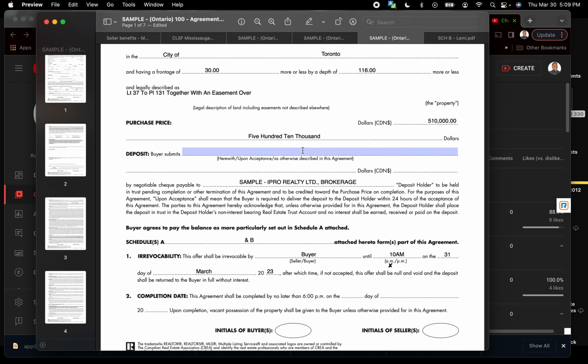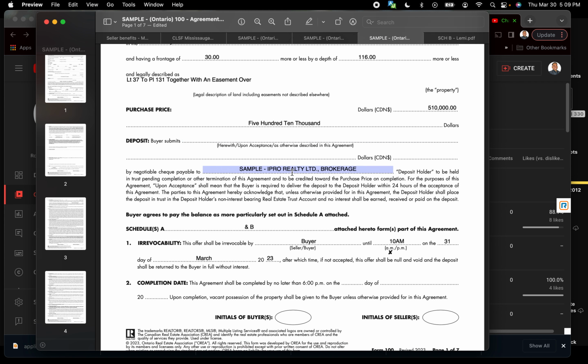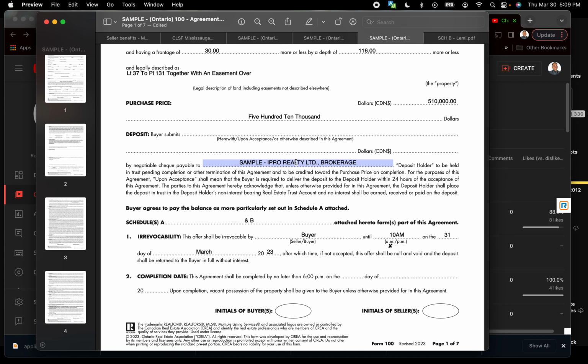The deposit is the amount we are going to be giving to the brokerage representing the seller, if this offer does get accepted. The deposit is 100% negotiable. However, there are recommended amounts depending on the property amount, and we can talk about that if you have any questions. Most of the time this is filled in because I've discussed the deposit with you ahead of time. This here is the name of the brokerage representing the seller, and this is who we will be addressing the check, the bank draft, to.